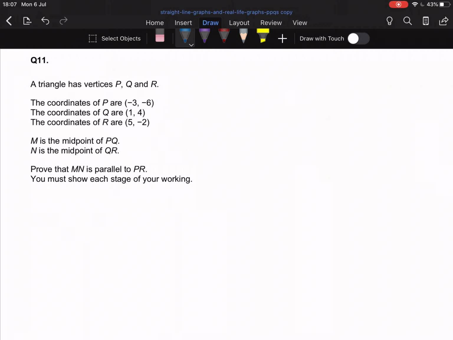Hello again. Let's have a look at question number 11 as well for today. So it says, I've got another triangle which has vertices P, Q, and R, and it's giving me the coordinates for each of these points. I do like to draw a quick sketch to help me. So I'm going to say this is P, this is Q, and this is R. Notice it's not saying anything about right angles or anything, so I'm just going to do some sort of random triangle.